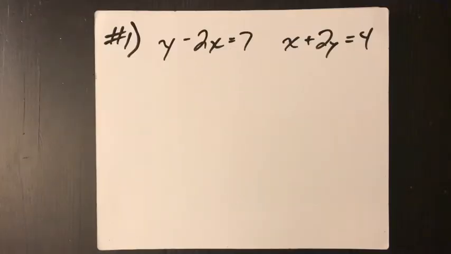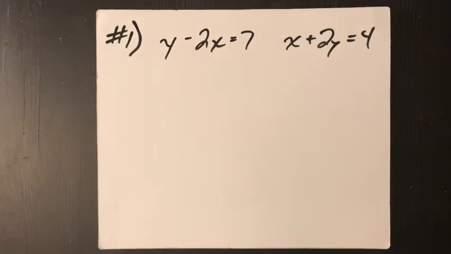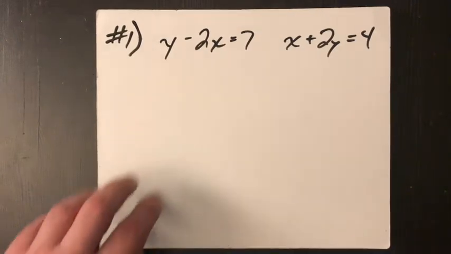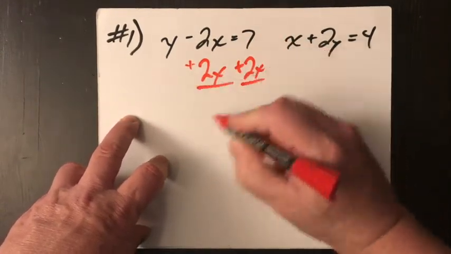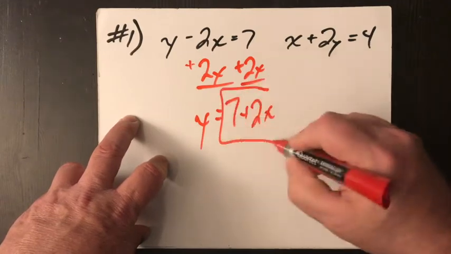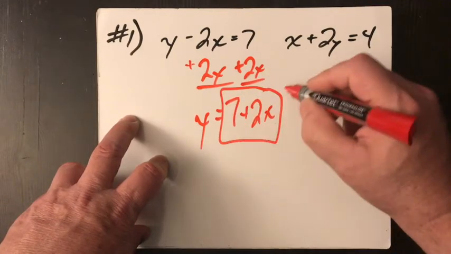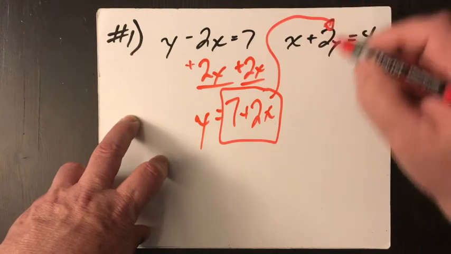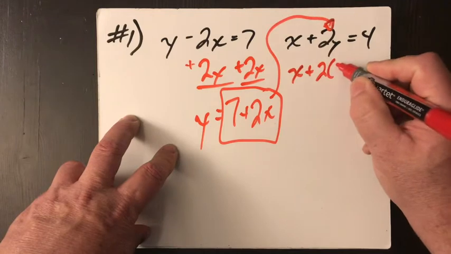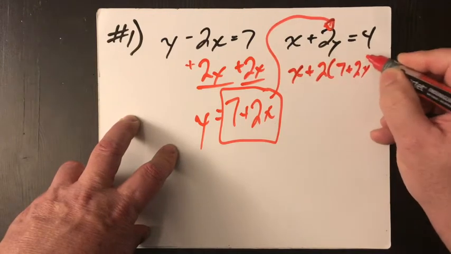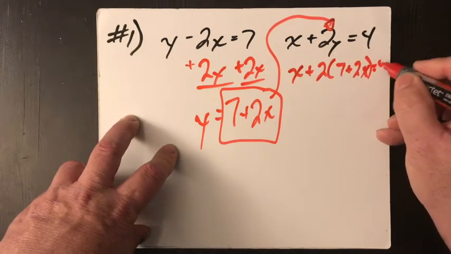Here's our first example for today, and what I want you to notice is that nothing in this problem is solved for y or solved for x. Now what this means is that we have two options for how we can solve this equation. One thing we can do is start by adding 2x to both sides, giving me y equals 7 plus 2x, and then I can take that and put it where the y is in the other equation, giving us x plus 2 times (7 plus 2x) equals 4.